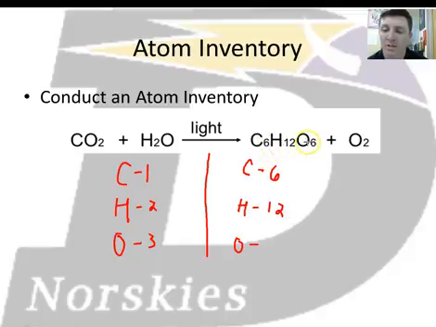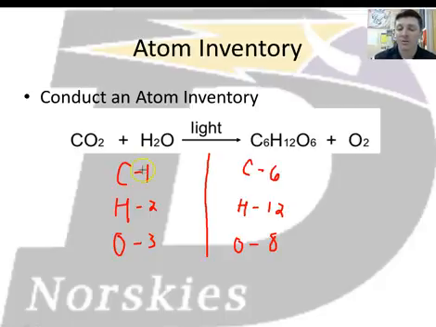And then oxygen, 6 plus 2, 8 total. Now, the main question again, is this reaction balanced? Based off the atom inventory, it's going to be balanced if the reactants equal the products in terms of number of atoms, in terms of mass.